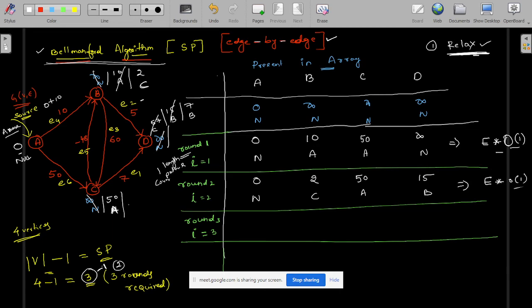Okay, edge 2, when I am doing edge 2, it is changing. I can go to the edge 3. What is the value? 2 plus 60, 62 compared to 50. 62 is greater. Don't change, don't change. I can come back. Okay, e2 is over, e3 is also over.